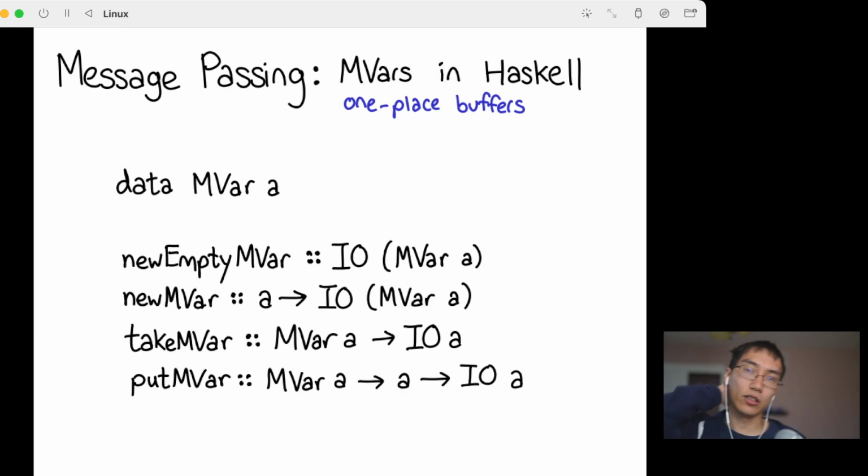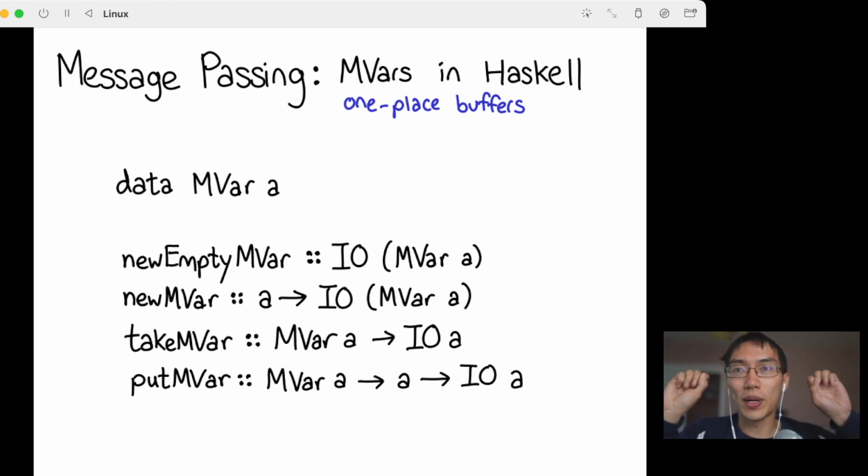So Haskell supports synchronous message passing via an abstraction called MVars. MVars are great. More languages should have MVars. The way to think about MVars is that they are a one-place concurrent buffer. They're one place because the buffer only ever holds enough data to store a single item. And so if the buffer is full, well, too bad for you. You're going to have to wait to put things into the buffer.